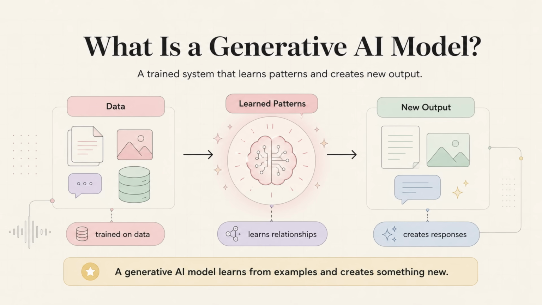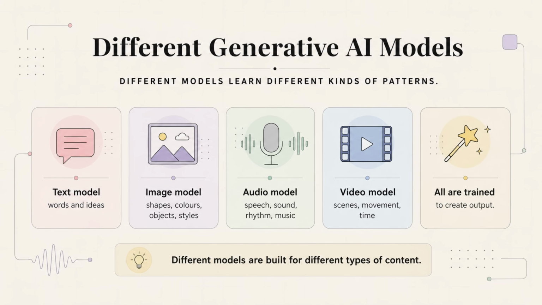What is a generative AI model? An AI model is a trained system that has learned patterns from data. A generative AI model is trained to create new output. It does not simply copy one example from its training data, it learns relationships. A text model learns how words and ideas connect. An image model learns how descriptions relate to shapes, colors, objects, and styles.